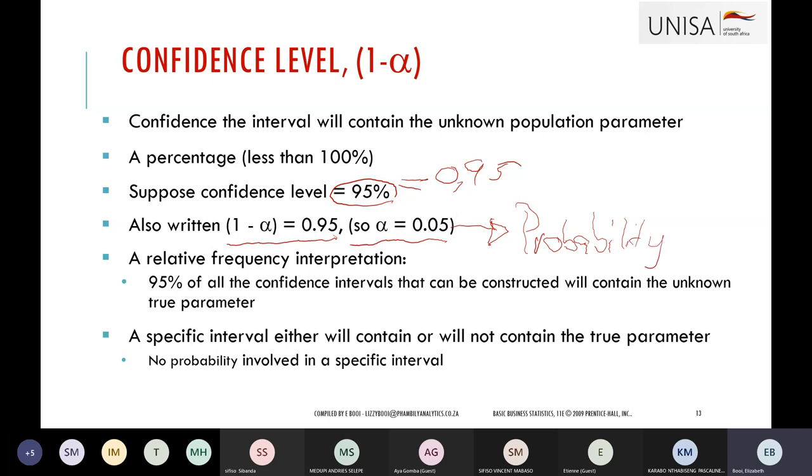On the table, since we're going to use the Z table, my alpha of 0.05 is my probability on that table. And we're going to learn how to find the critical value using this level of confidence.